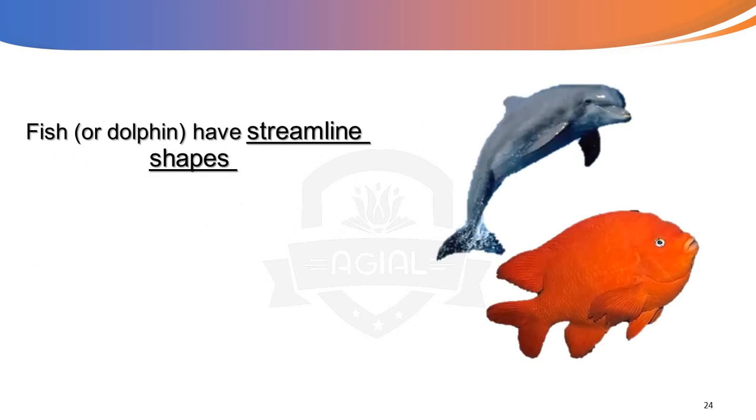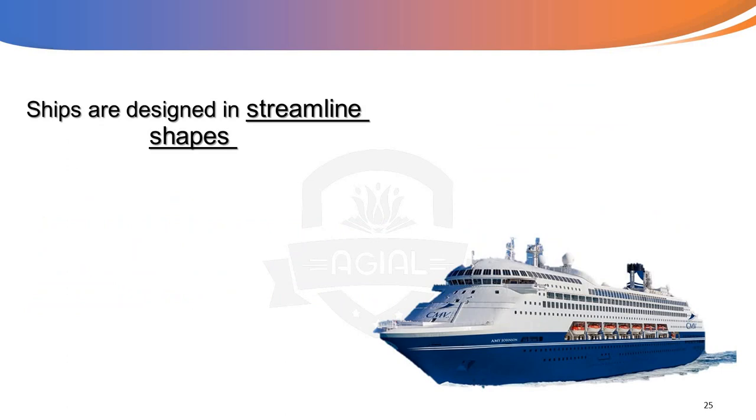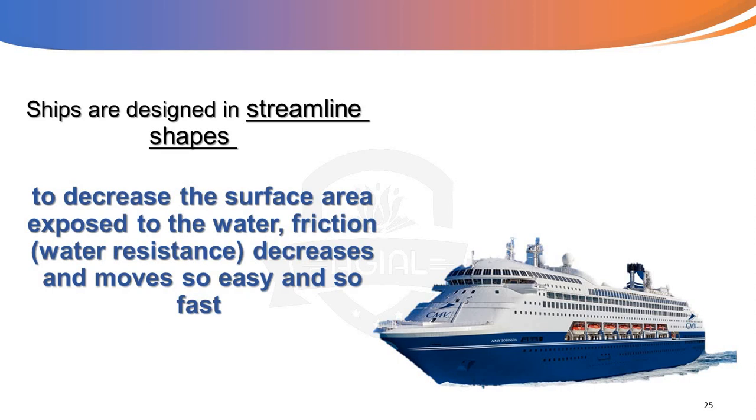Another one, fish and dolphins have streamlined shapes too. Why? To decrease the surface area exposed to the water. Based on that, the friction force or water resistance decreases and they swim so easily and so fast. Another one, ships are designed in streamlined shapes. Why? To decrease the surface area exposed to the water. Based on that, the friction force or water resistance decreases and they move so easily and so fast.